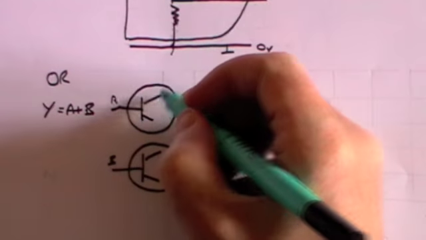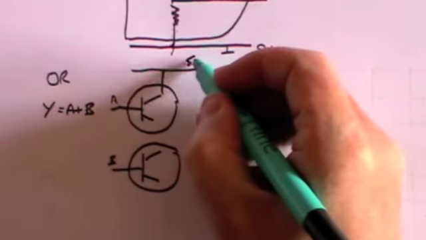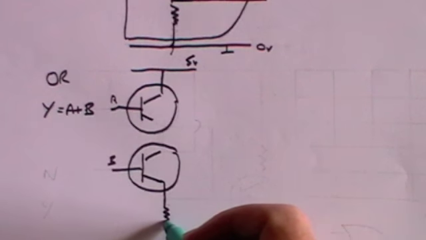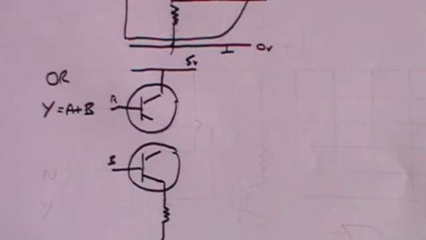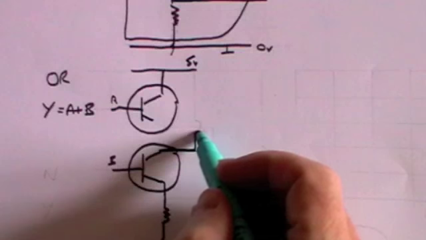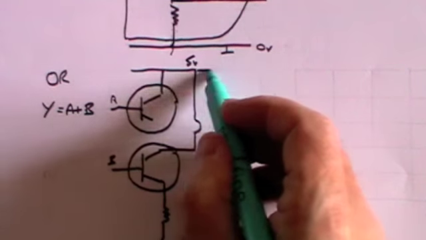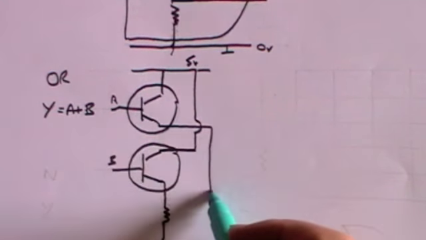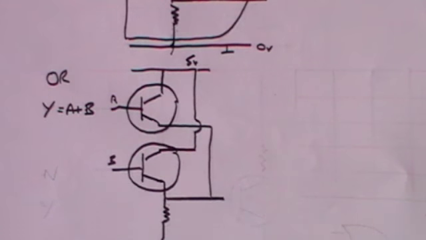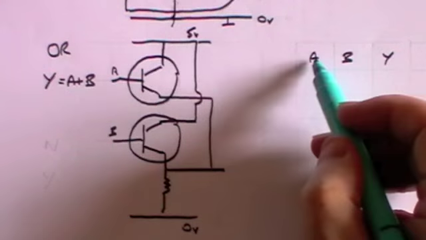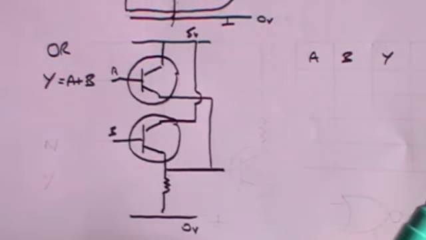This time we're going to connect this to the 5 volt battery, and here we're going to connect this via a resistance to 0 volts. But what we do here is we send this up to the 5 volts that way, and here we bring this out down to an output which is coming here. Now let's draw our truth table as we go along. The inputs A and B, the output is Y.